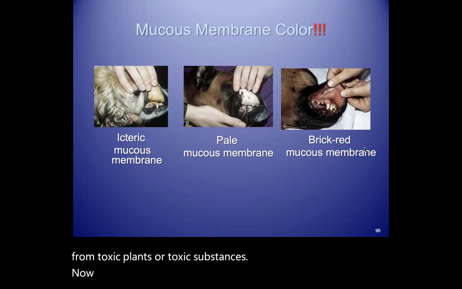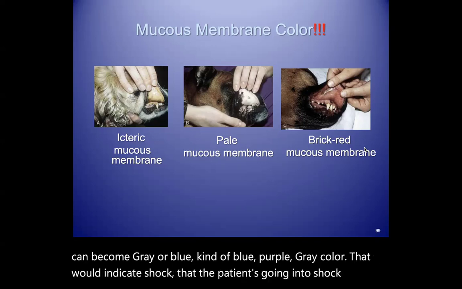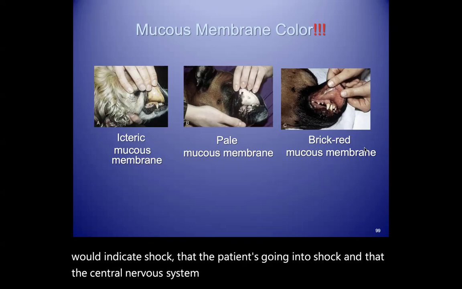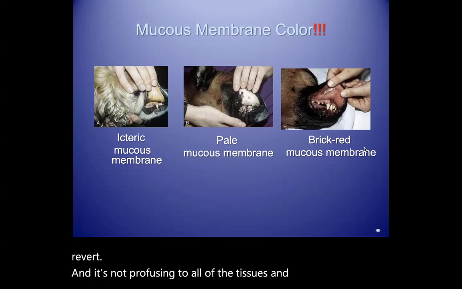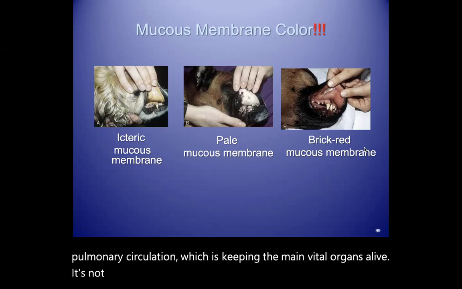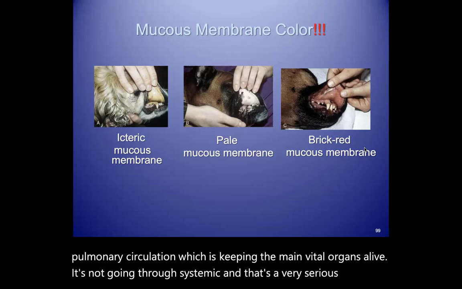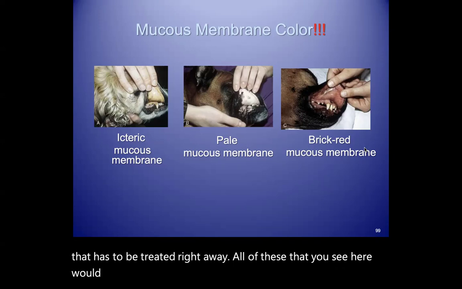Now, there is another color that's not listed here, but the gums can become gray or blue, kind of blue, purple, gray color. That would indicate shock, that the patient's going into shock and that the central nervous system, the circulatory system is starting to revert. And it's not perfusing to all of the tissues, and it's really just doing pulmonary circulation, which is keeping the main vital organs alive. It's not going through systemic. And that's a very serious condition that has to be treated right away. All of these that you see here would indicate a very serious condition that needs to have immediate attention.